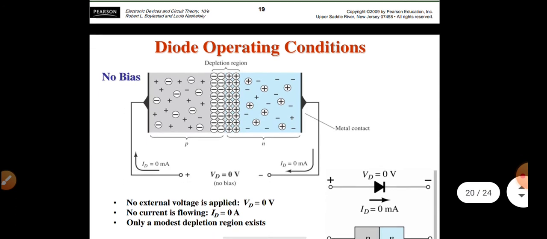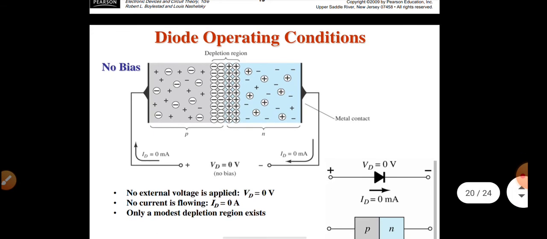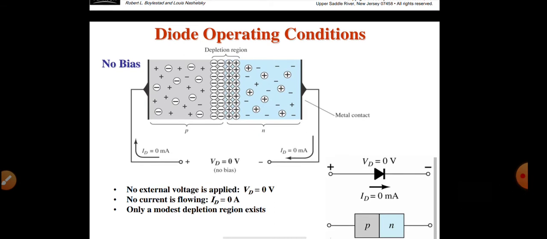No bias condition means I have not applied anything. You know that the left side is p type material, and I have connected nothing to it. In the p type, holes are the majority and electrons are some minority. And in the n type, we know that electrons are the majority and holes are the minority.